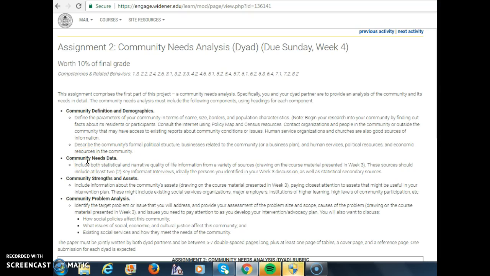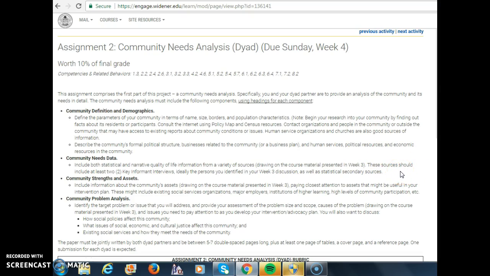The second main component of this assignment is community needs data. So you want to include both statistical and narrative quality of life information from a variety of sources. And for this part, you'll be able to draw on the course material presented in week 3. So if this is sounding not too clear to you right now, again, if you hold on till week 3, you'll have some material that will help you with this.